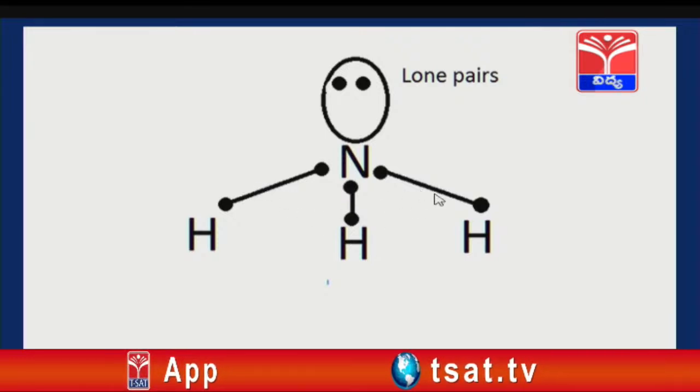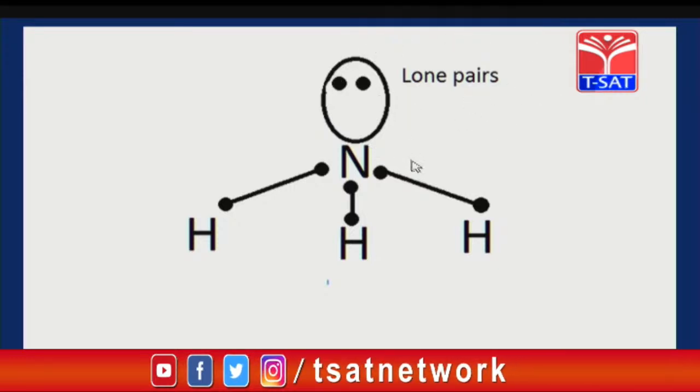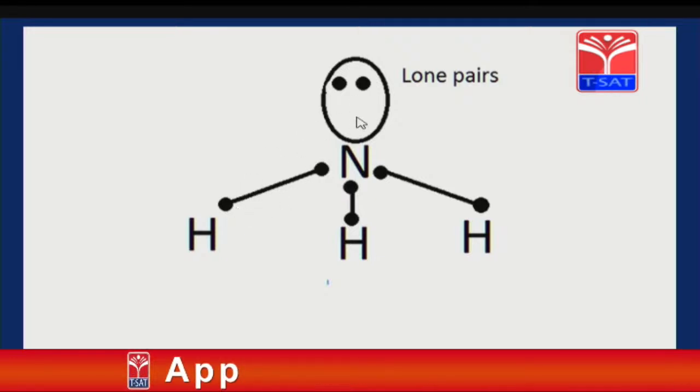Now, these are formed due to the shared pair of electrons, and nitrogen has one non-bonding pair of electrons which is called as a lone pair, and because of the repulsions between the bonding pair and the non-bonding pair of electrons, the ammonia has got a pyramidal structure. And why it has attained a pyramidal structure, we will be learning it in the next class.